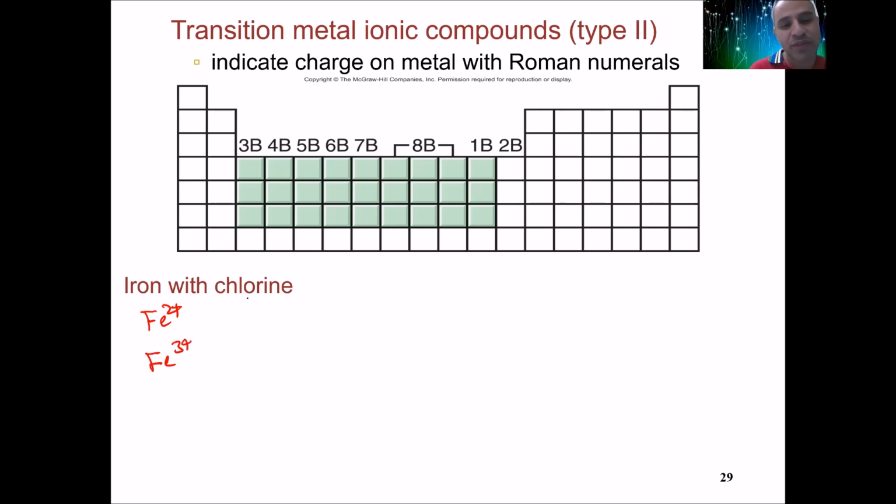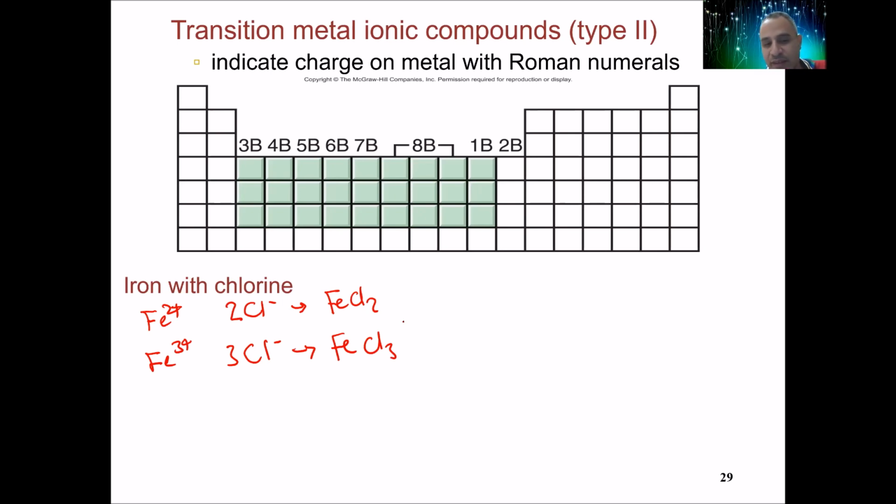Chlorine is a simple nonmetal that will form only one form of an anion, which is Cl minus in both cases. You will need 2 chlorides in the first case and 3 chlorides in the second case, which is going to give you a formula of FeCl2 in the first case and FeCl3 in the second case.